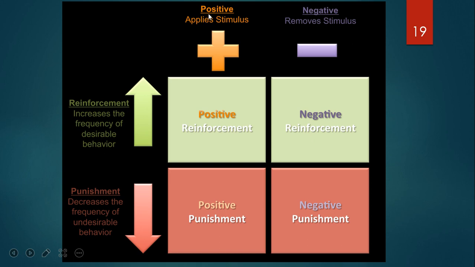So this is our table with our two different dimensions. We've got the positive and negative dimension on our x-axis. We've got reinforcement and punishment on our y-axis. I would highly encourage you guys to get familiar with this table. Make this table on your own and see if you can fill in the squares. So reinforcement and punishment, positive and negative, and know what these terms mean.